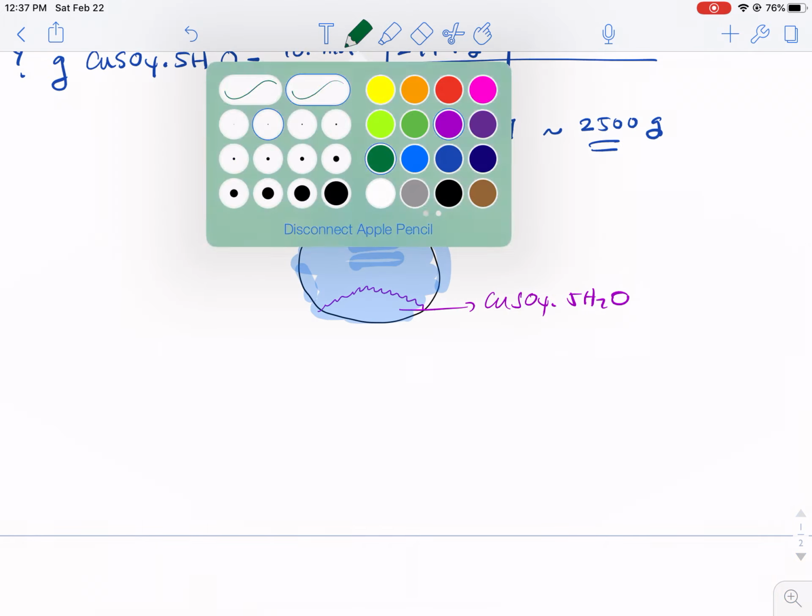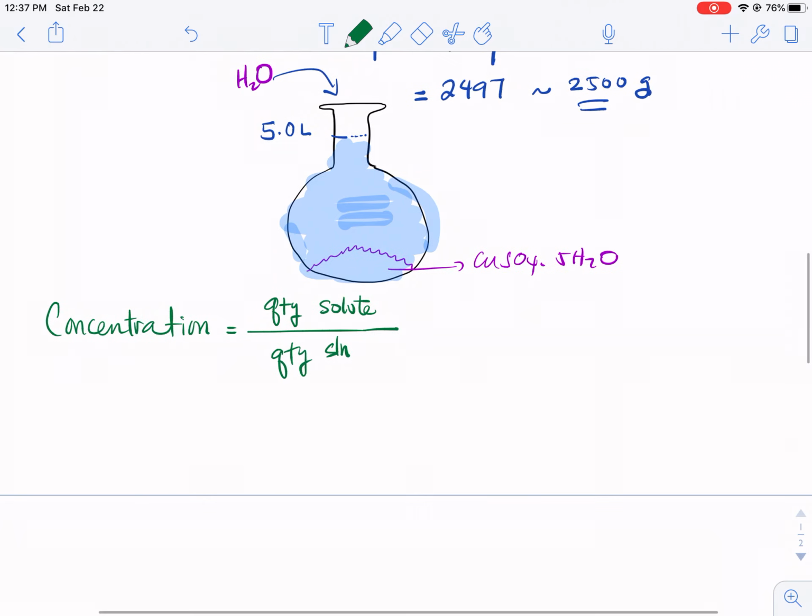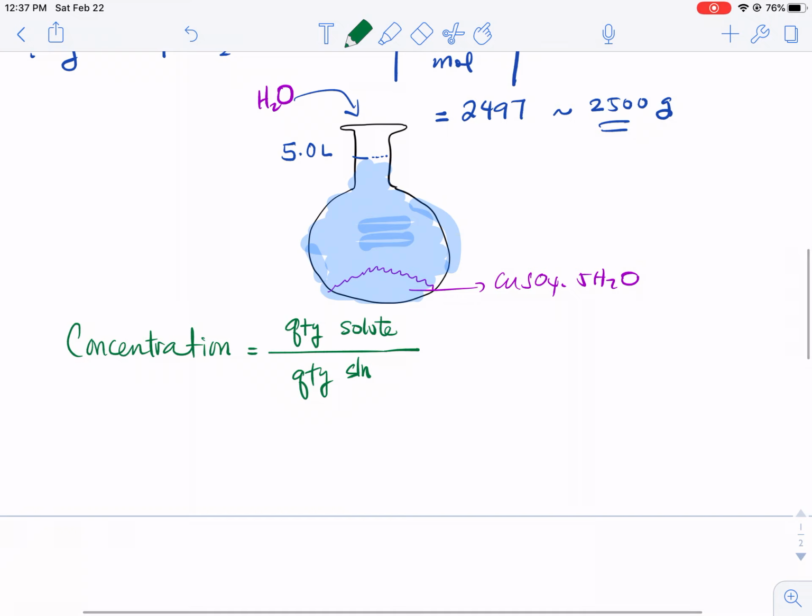And what we just did is we prepared a certain concentration. So the meaning of concentration is quantity of solute, which is the copper sulfate, over quantity of solution. Let's abbreviate it as SLN. So concentration means how much of solute do you have in a certain quantity.